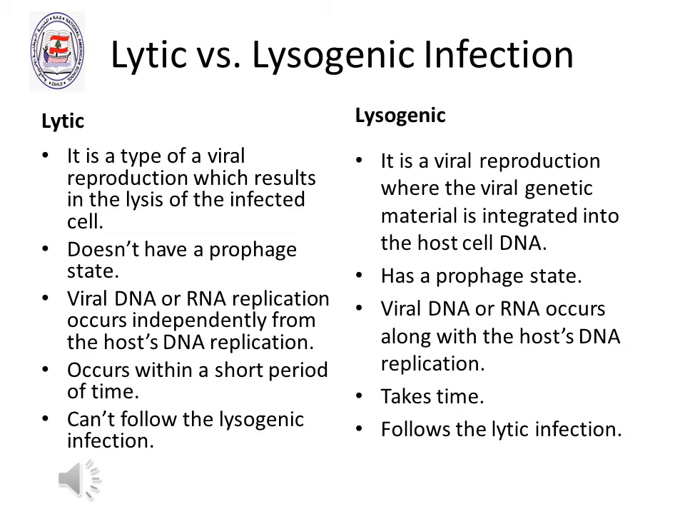In lytic infection, viral DNA or RNA replication occurs independently from the host's DNA replication. However, in lysogenic, viral DNA or RNA replication occurs along with the host's DNA replication. In lytic infection, it occurs over a short period of time. In lysogenic, it may take years. Lytic cannot follow the lysogenic infection, while lysogenic follows the lytic.